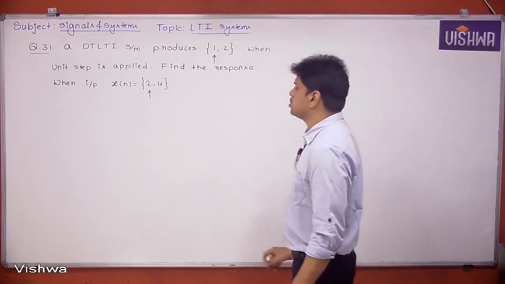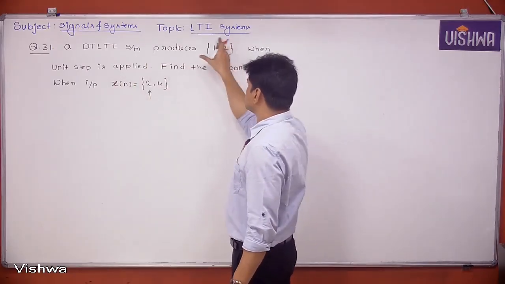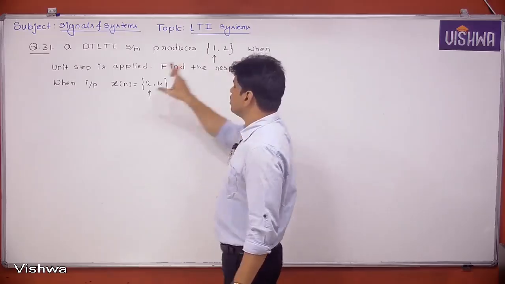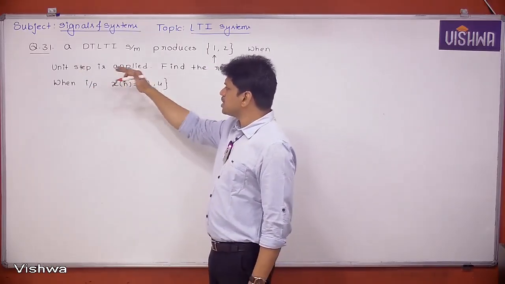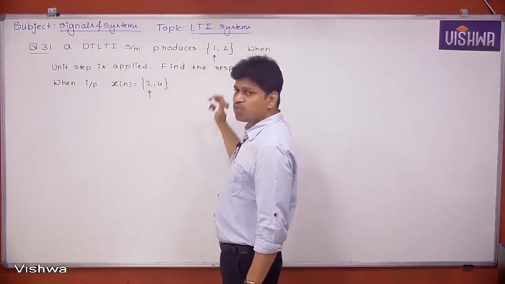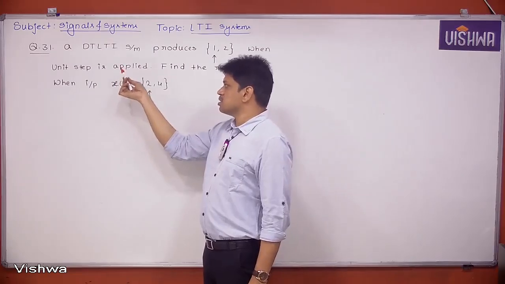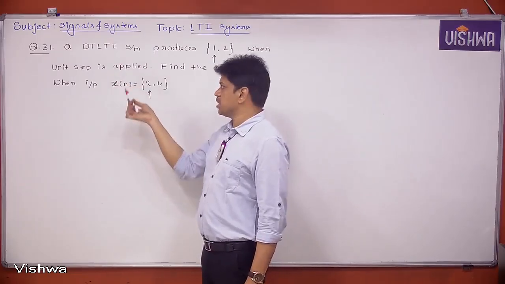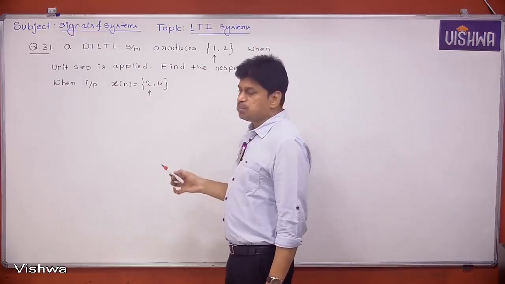Okay. First, try to understand the question. A discrete time LTI system produces this kind of output when a unit step is applied. That means when the unit step is the input, this is the output. That is nothing but the step response they have given. Then the output we are going to get is nothing but the step response.